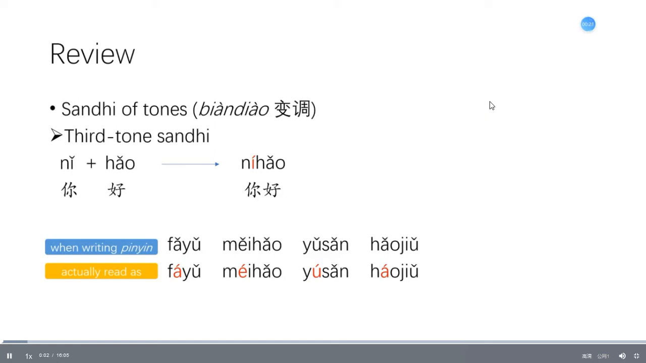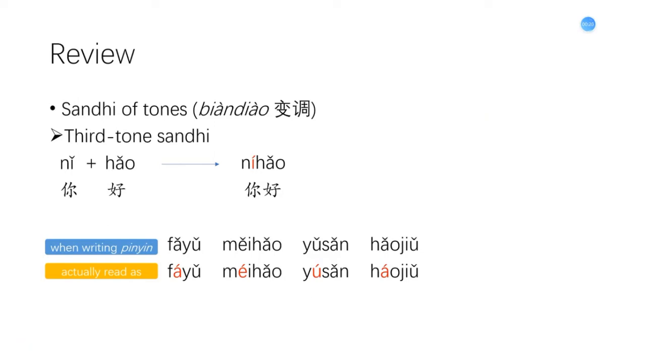Tones in Chinese, 变调, right? So we learn two kinds of sandhi of tones. The first one is the third tone sandhi, 三声变调, the changing of tones for the third tone. So in brief, a third tone sandhi rule is like this.